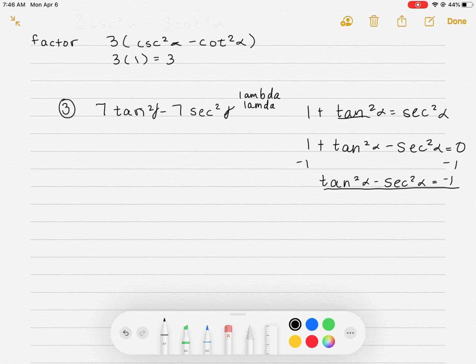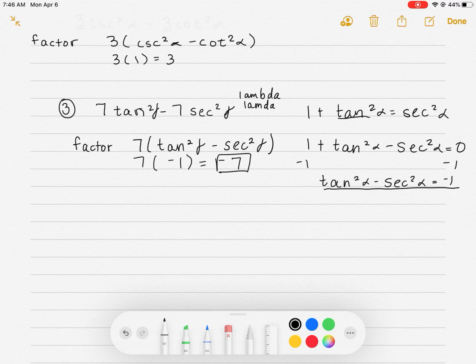Once I have it in the form that I want, then I'm going to complete the rest of the steps necessary. So I'm going to factor out the 7 with tangent squared minus secant squared. I know that tangent squared minus secant squared is -1 due to my work, and then the final answer is -7.